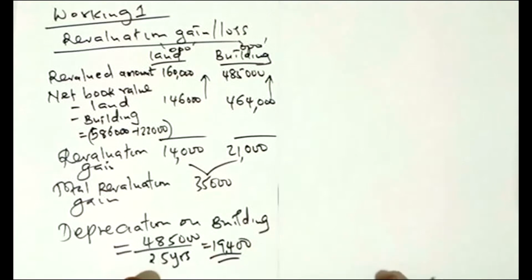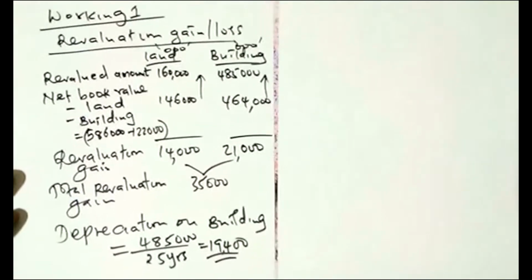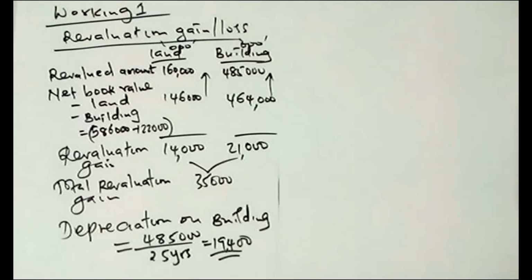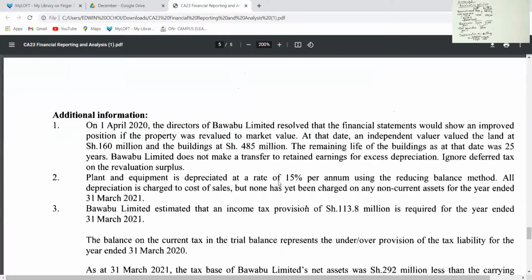So the next additional information is concerning depreciation again, but now for the plant and equipment using the reducing balance method. Plant and equipment is depreciated at the rate of 15% per annum using the reducing balance method. The depreciation is charged to cost of sales, but none has yet been charged on any non-current assets for the year ended 31st March 2021.